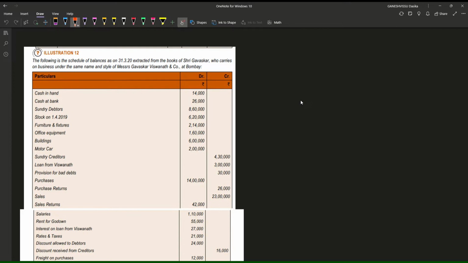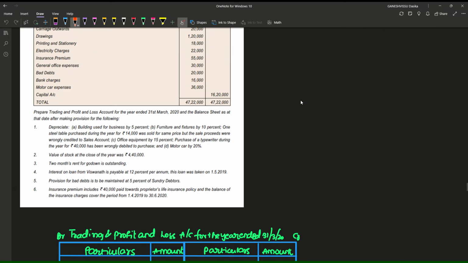In this video, we are going to see illustration number 12 from final accounts, that is, the financial statements of a sole proprietorship form of business. It has five adjustments, and then there are 4 more, so in total we can see 9 adjustments here.